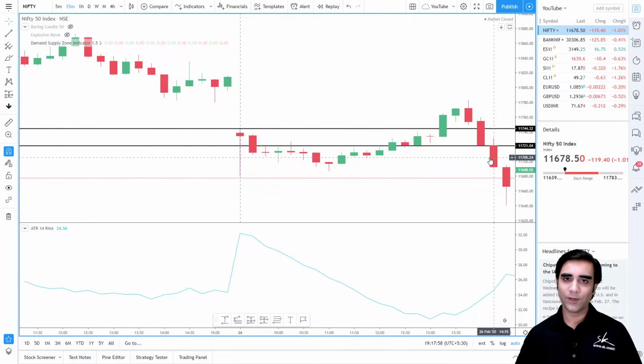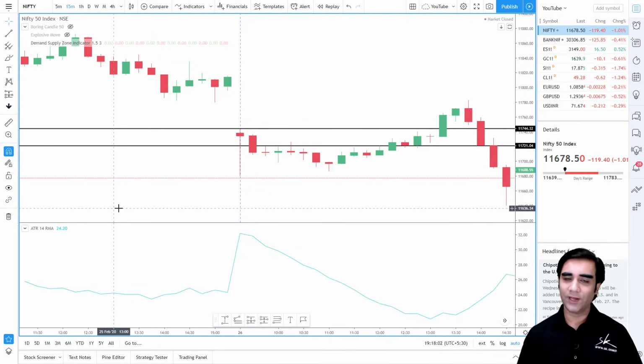So similarly you can do something like this. It's just an example. Some people might be using whatever the ATR number is, some people might be using 1.5 times the ATR, some people might be using maybe 2 times the ATR. That completely depends upon your trade plan.